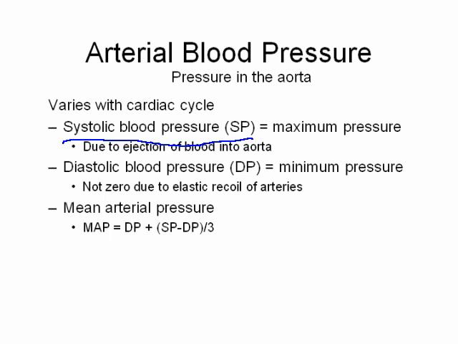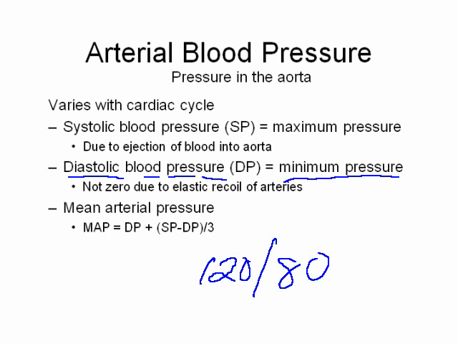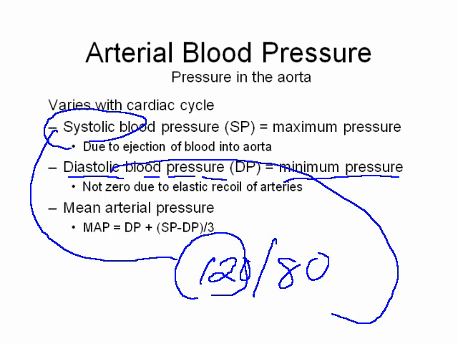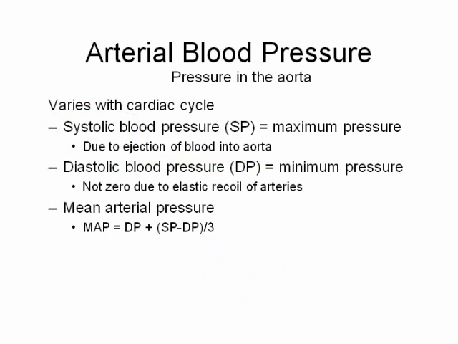Systolic blood pressure, which occurs, of course, during ventricular systole, hence the name, is the maximum pressure, and it's due to the ejection of blood into the aorta. Diastolic blood pressure, which, of course, is occurring during ventricular diastole, is the minimum pressure. So again, if you have 120 over 80, the systolic pressure is the 120. The diastolic pressure is the 80. It's not zero. Diastolic pressure does not go to zero, again, because of the elastic recoil of the arteries.